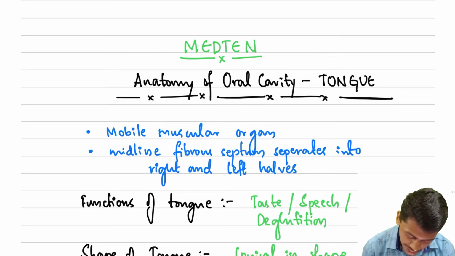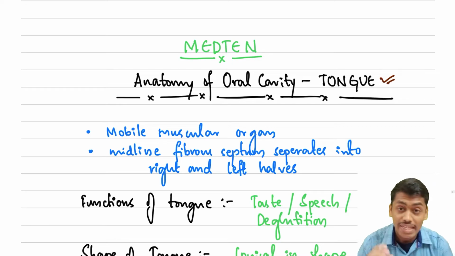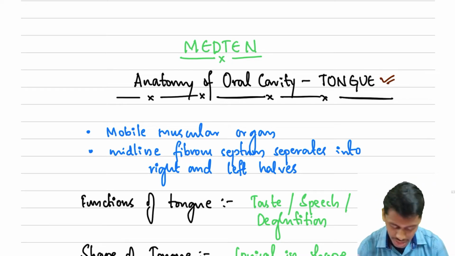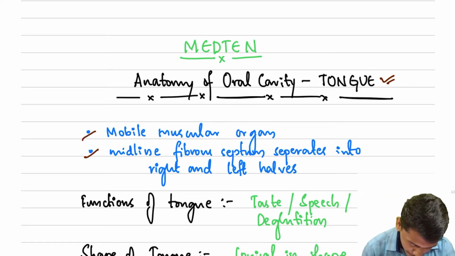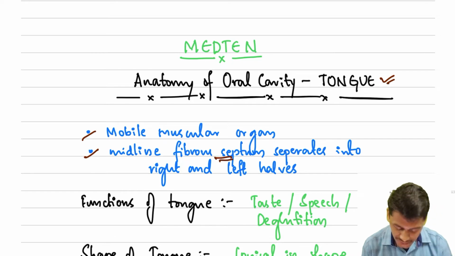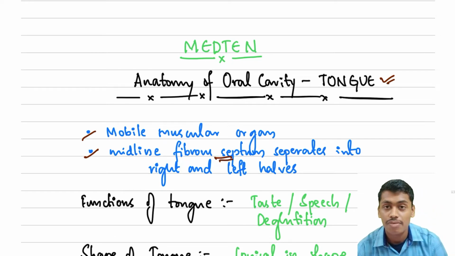So moving on to the anatomy of the tongue. The tongue is a mobile muscular organ, and the midline fibrous septum separates the tongue into the right and the left halves.